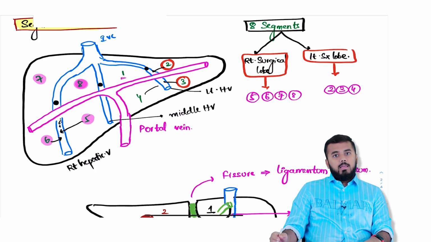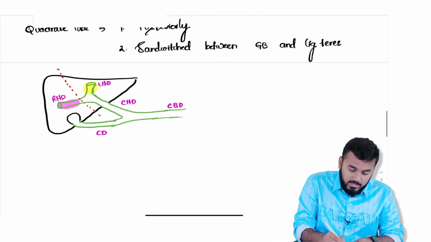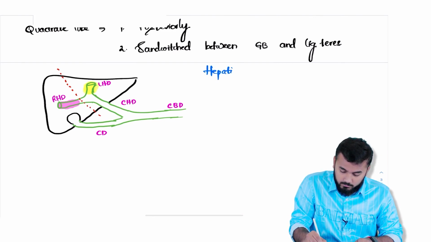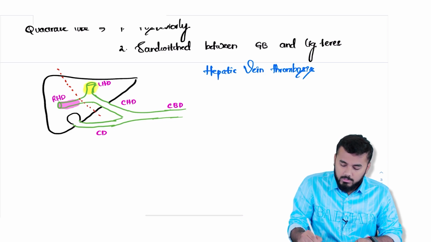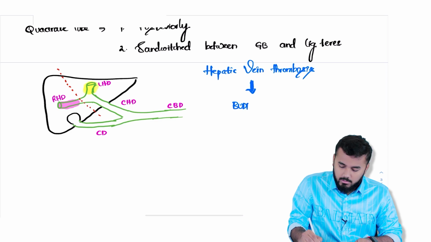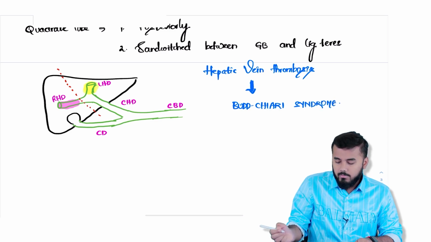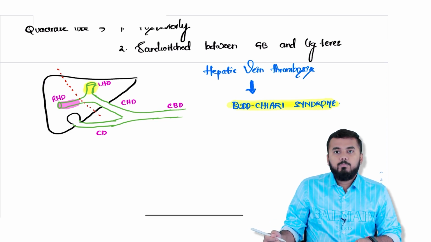So this is called Budd-Chiari syndrome. What is this called? Budd-Chiari syndrome. So what is Budd-Chiari syndrome? Hepatic vein thrombosis is Budd-Chiari syndrome.